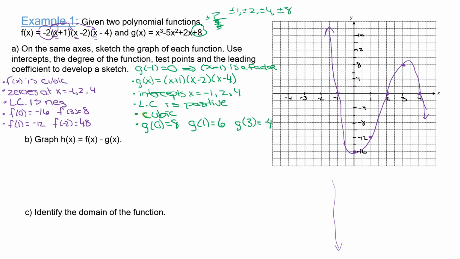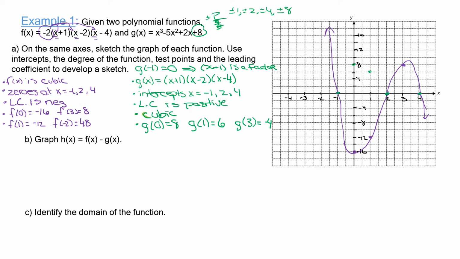Now I want to graph g at x. So the points I have for g at x is the same intercepts, exactly the same intercepts. So this is in the same family of functions because they share the same intercepts. I have g at 0 is 8. G at 1 is 6, so those are looking good so far.